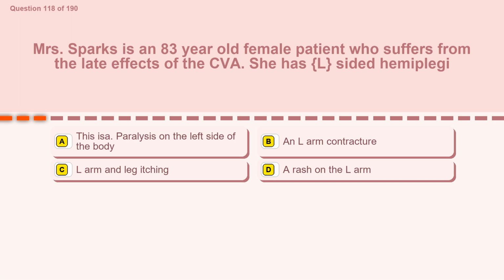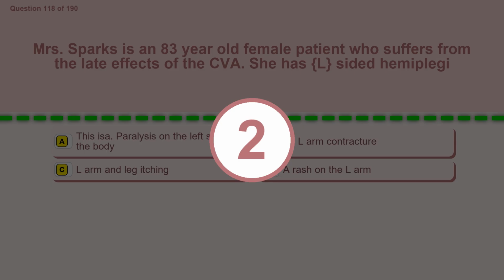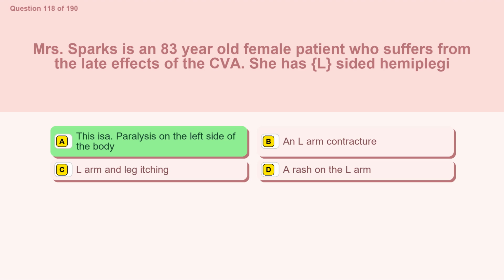Mrs. Sparks is an 83-year-old female patient who suffers from the late effects of the CVA. She has left-sided hemiplegia. Option A, paralysis on the left side of the body. Option B, a left arm contracture. Option C, left arm and leg itching. Option D, a rash on the left arm. The correct answer is option A, paralysis on the left side of the body.